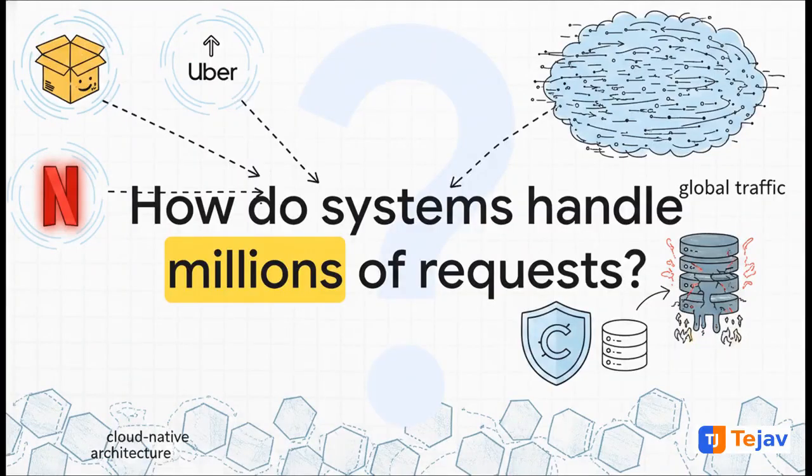So here's the million-dollar question. How do massive tech giants like Amazon or Netflix prevent this exact catastrophe? I mean, how are they serving global traffic instantly, with zero lag, without just melting their databases into slag? Well, the answer lies in a foundational piece of cloud-native architecture.